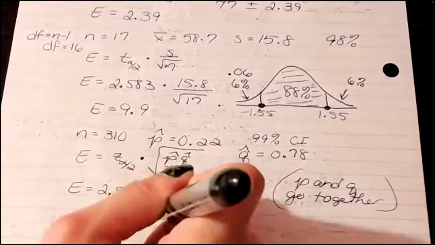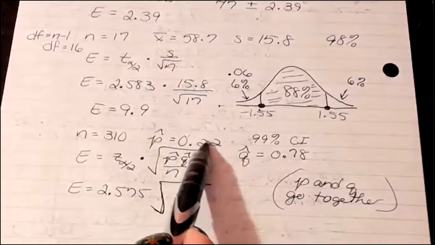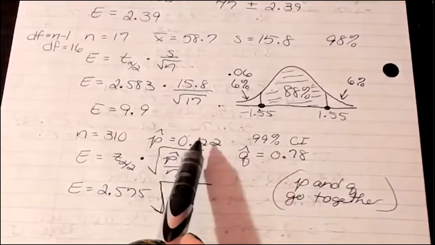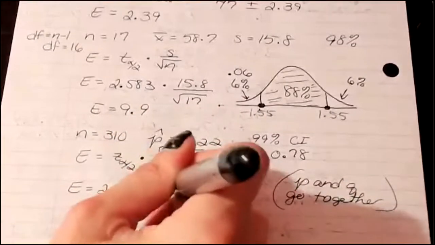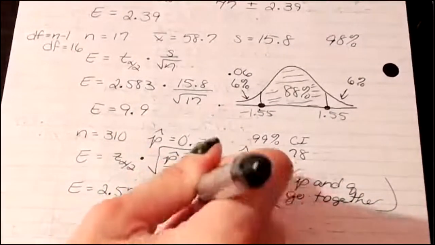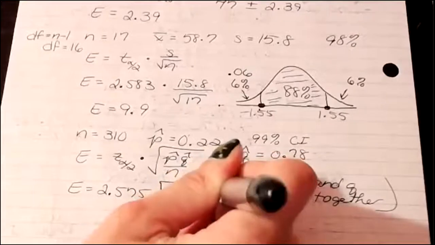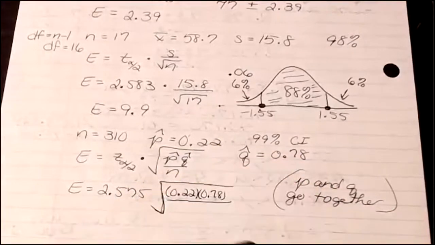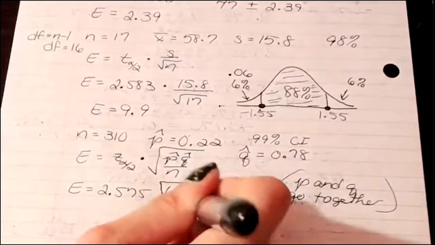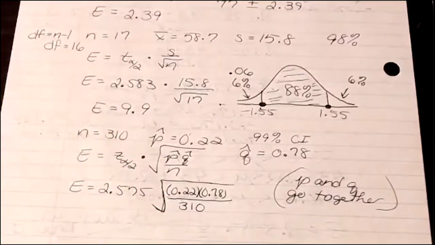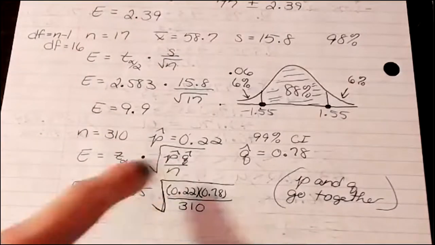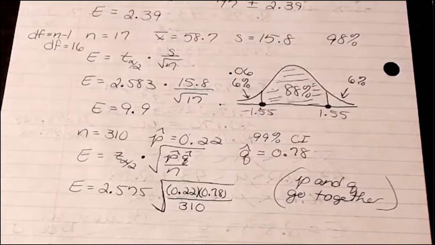So p hat, and remember, even if they give you it as a percent, you must turn it into a decimal. So p hat is 0.22, q hat is 0.78, and we divide that by n, which is 310. My advice for you all is I would punch in this square root piece first. So square root of 0.22 times 0.78 divided by 310. Press enter, then multiply by 2.575.